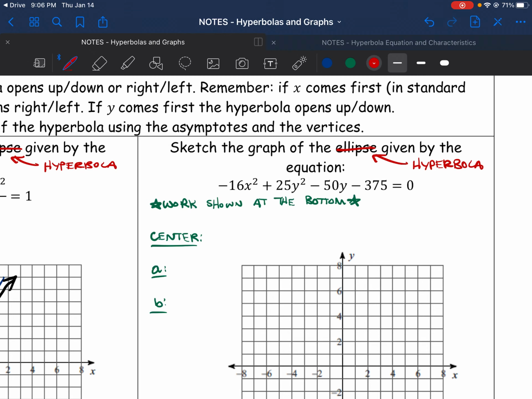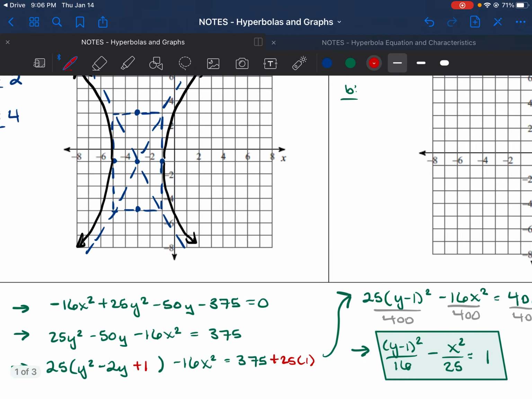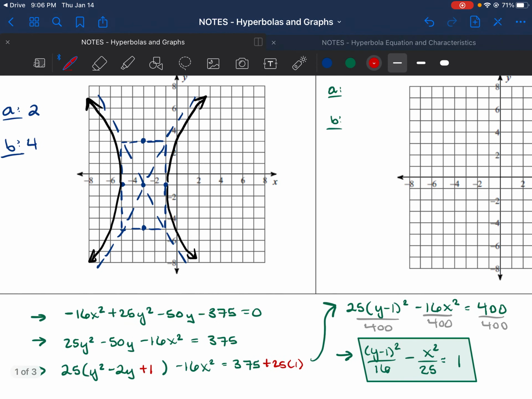Now, rather than going through and showing all the work for general form, I showed the work at the bottom of this page. I'm going to go down and pan towards the bottom. If you need to write down the work, make sure that you pause the video to write down the work, okay? But here are the steps to convert from general to standard form.